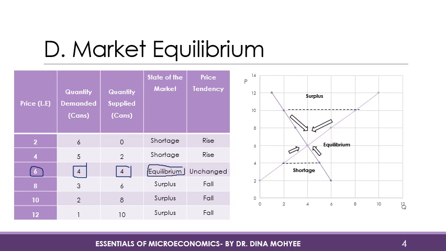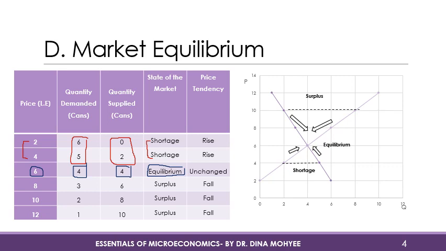Note that at any price lower than the equilibrium price, say at the price of 2 or at the price of 4, the quantity demanded exceeds the quantity supplied. And this is what we call a shortage in the market. What do we mean by shortage?